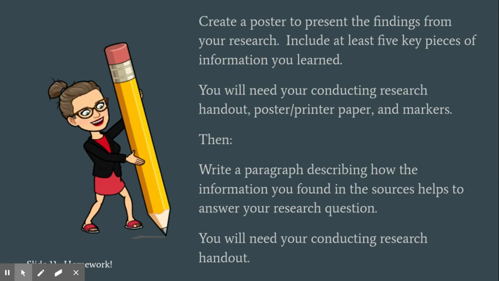I'm going to give you printer paper, but if you want to make it larger for it to be a poster, you can do so as well as crayons, colored pencils, markers, whatever you want to use to create your poster. Then, I want you to write a paragraph describing how the information you found in the sources helped you to answer your research question. For this, you're simply going to need your conducting research handout. Both are due at the start of class tomorrow. Or, the next class period.